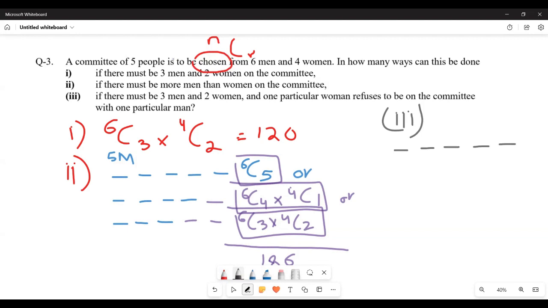1, 2, 3, 4, 5 spots available. There must be 3 men and 2 women. So 3 have to be men. Okay, and we have 5 men available now because both those people fighting are not in the group. So 5C3 times there are 3 women because the woman fighting is not included. So times 3C2, that's one of the cases that both the people fighting are not selected.